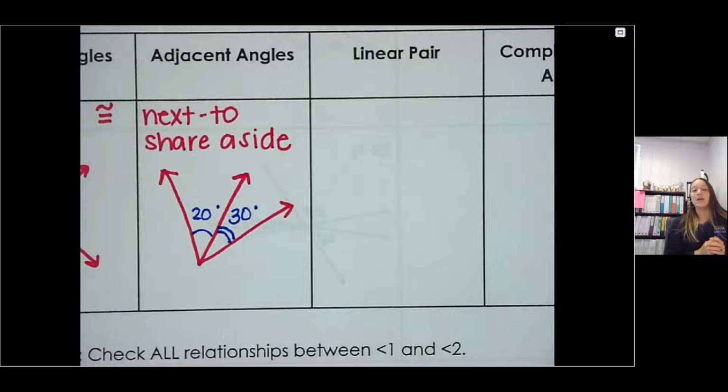Okay. Linear pair. Who can describe a linear pair for me?